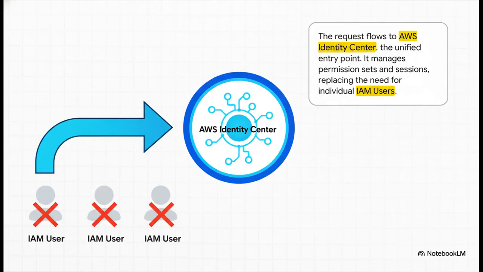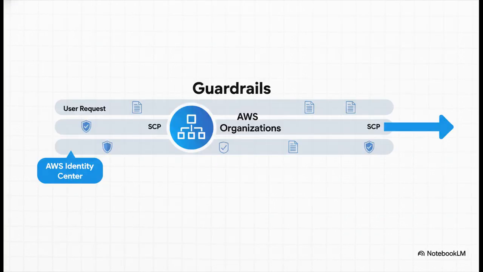Okay, so once the IDP gives the thumbs up, that authenticated request flows into its very first stop inside the AWS cloud, Identity Center. You should really think of this as the grand central station for all cloud access. It's the one central hub, the single front door that dictates who can go where. And this is a huge deal because it means we're done with the old, risky way of creating individual IAM users for people.